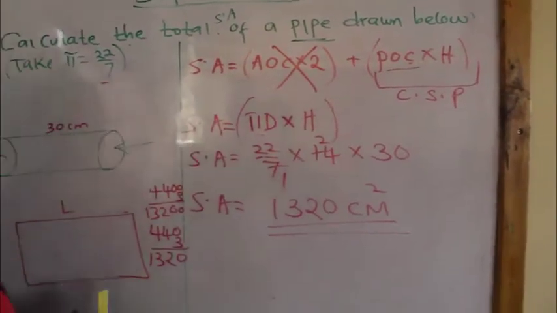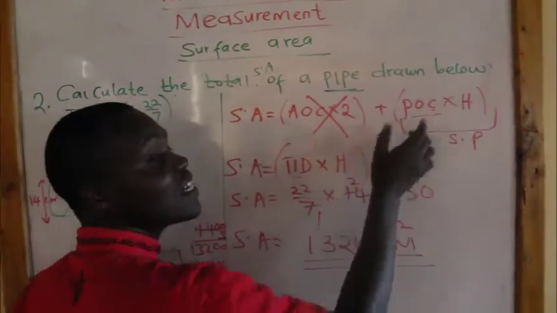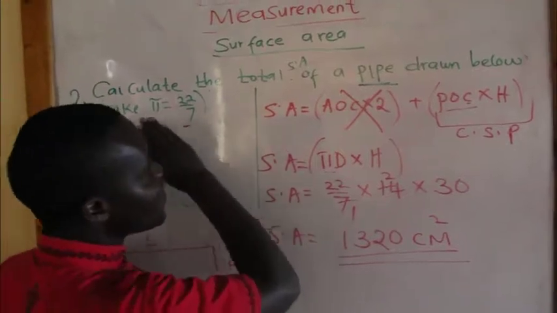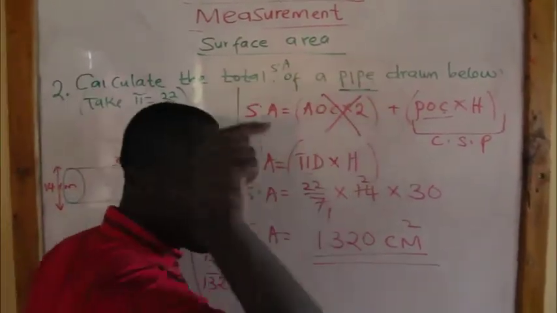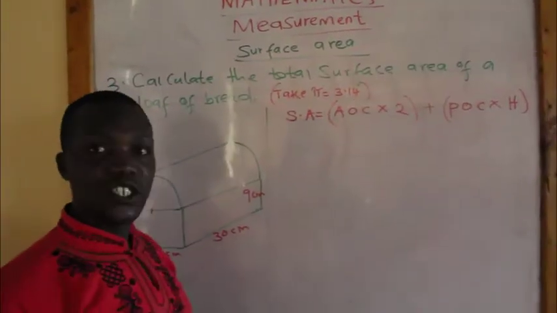Why? Because in this pipe, we never had the cross section. We only had the curved surface part. So that's why I'm always reminding you, read the question, underline the key words, which is the pipe. It is hollow. Now let's go to question number 3.